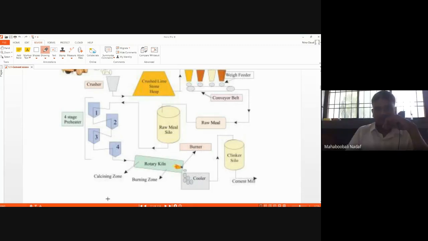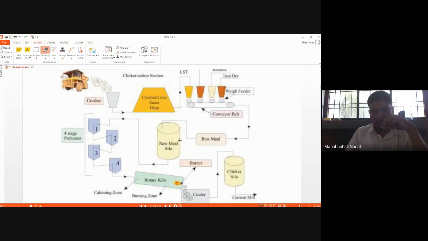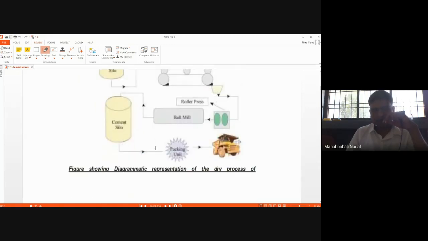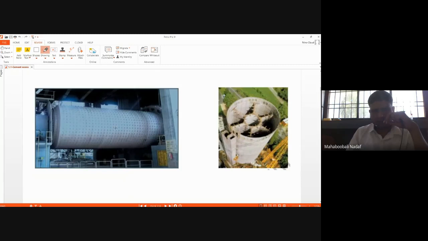Okay. Good morning, everyone. In the previous class, this flowchart was completed. That is the manufacturing of cement. In that, there are two processes. One is the wet process. The second is the dry process. So I think this diagram is completed, and we have also seen this diagram.